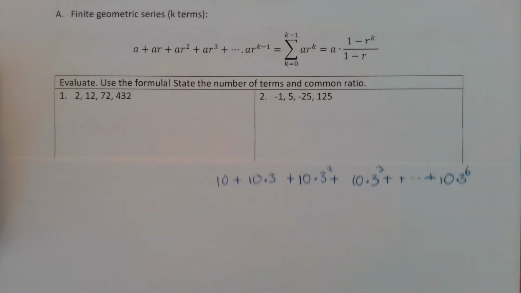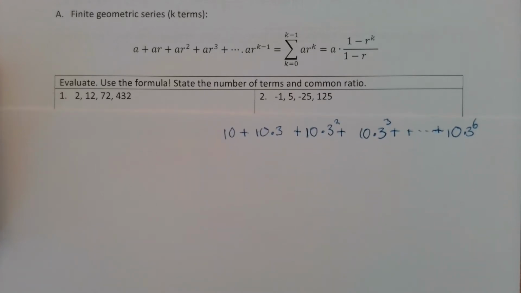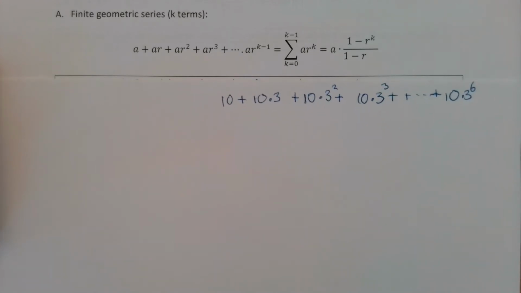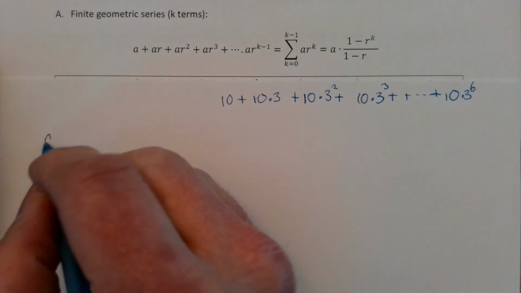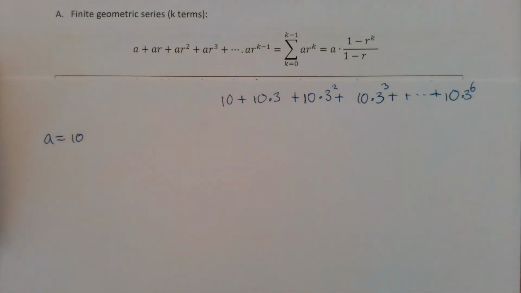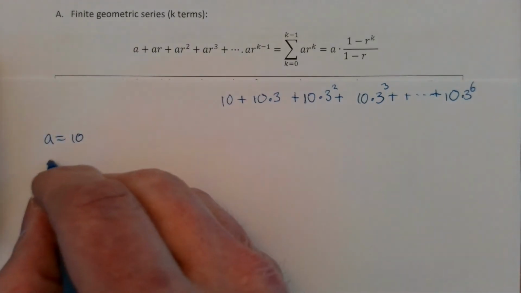Okay, now I think you know everything you need to know to use this formula up here. In particular, the first term is 10. That's A. Common ratio is 3.